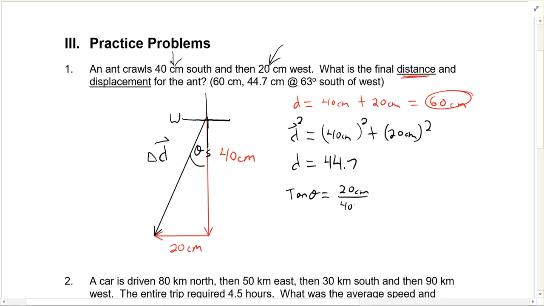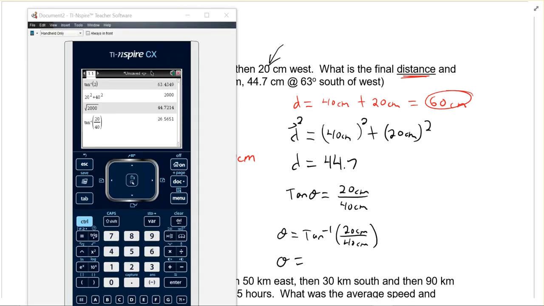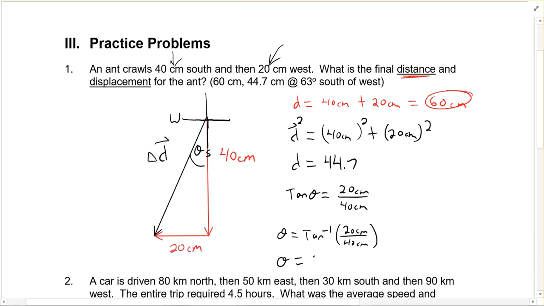Adjacent is 40 centimeters. So theta, or the angle, is going to be equal to the inverse of tan, 20 centimeters over 40 centimeters. So theta is going to be equal to 63. Actually, I lied. It's not 63. It's 27 degrees. Now, how does that make sense? Because the answer here says 63. Well, they're actually both right. That's what we were talking about before.